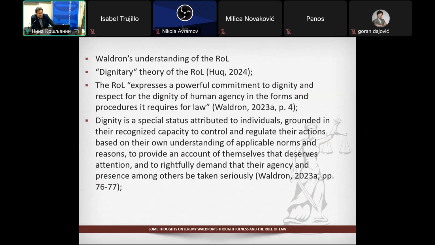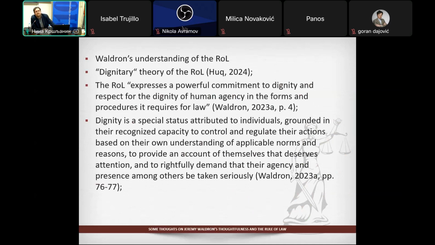Following Fuller, he emphasizes the connection between the rule of law and the value of human dignity. For that reason, some authors define his theory as a dignitary theory of the rule of law. According to Waldron, the rule of law expresses a powerful commitment to dignity and respect for the dignity of human agency in the forms and procedures it requires for law.